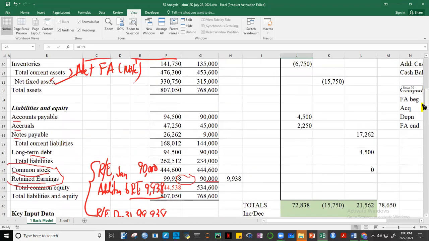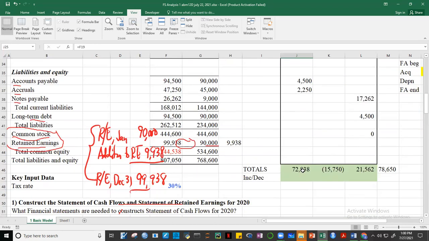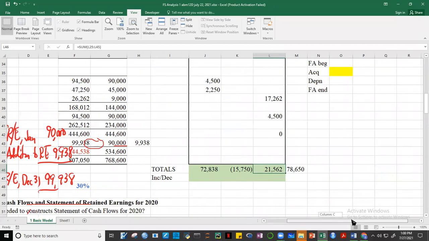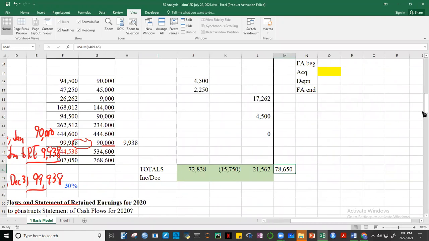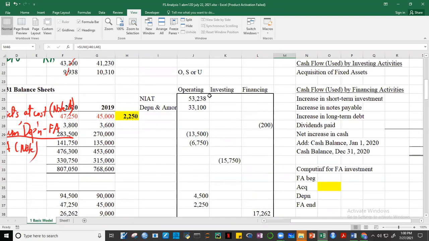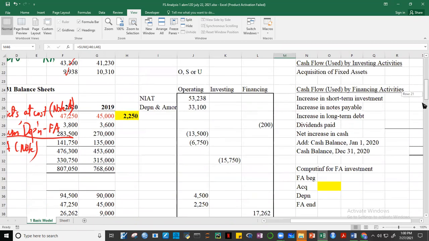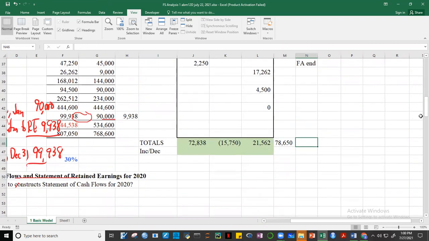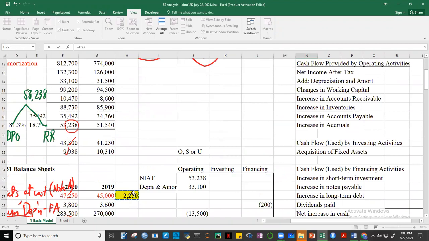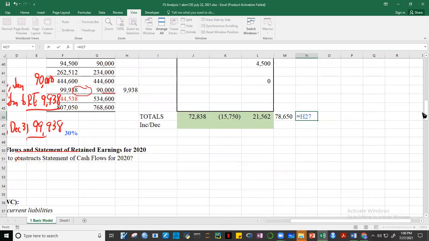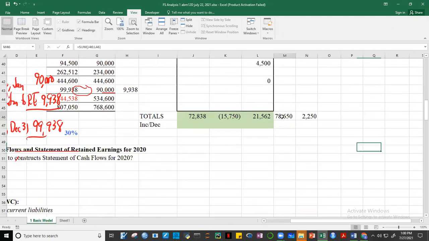Alright. So, we added all of this. Nakita natin sa operating, meron tayong net cash na 72,838. Sa investing, meron tayong use of cash na 15,750. Sa financing, meron tayong net cash provided na 21,562. Okay? However, we have a problem kasi ito, 78,650. Dapat, guys, yung net natin dito sa mga activities natin, it should be equal to 2250. Kaso, ang layo, no?